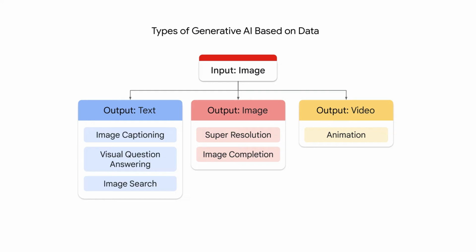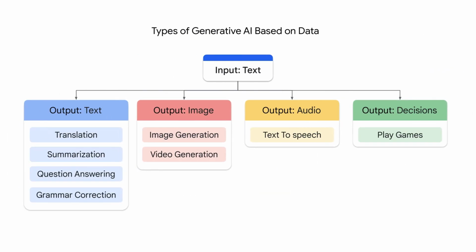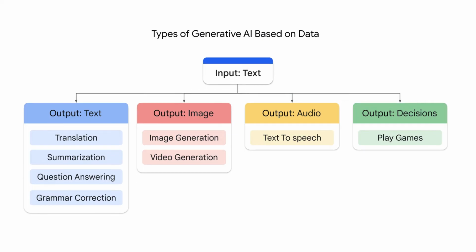A generative image model takes an image as input and can output text, another image, or video. For example, under the output text, you can get visual question answering, while under output image, an image completion is generated, and under output video, animation is generated. A generative language model takes text as input and can output more text, an image, audio, or decisions. For example, under the output text, question answering is generated, and under output image, a video is generated.